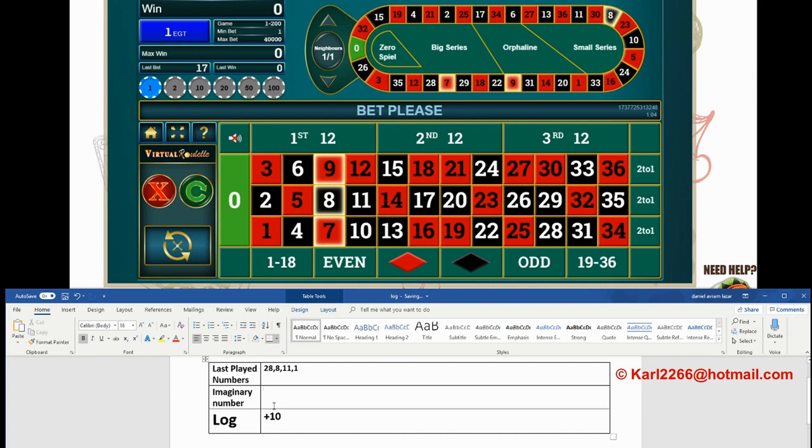And a new winning number after 1 is 22. Okay, that means it's clearly plus 10, right? Because until now it was always plus 10, so we continue with plus 10. And what we do now when we got 22 and logarithm plus 10, we got a new imaginary number, which is number 32.